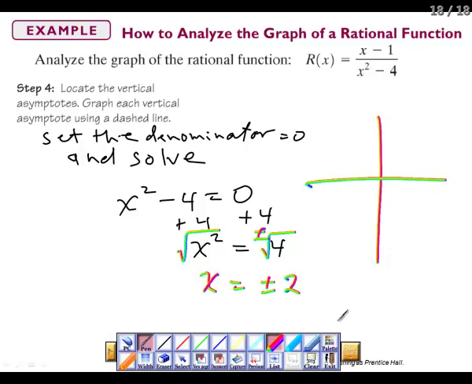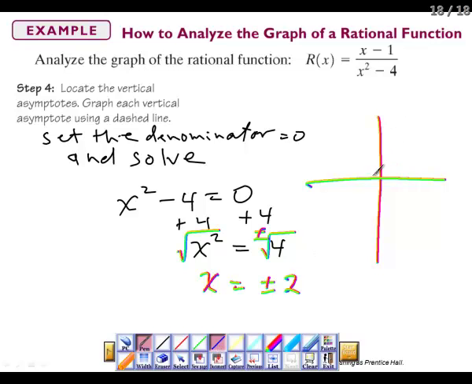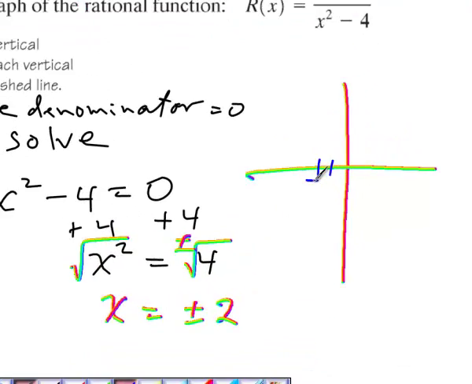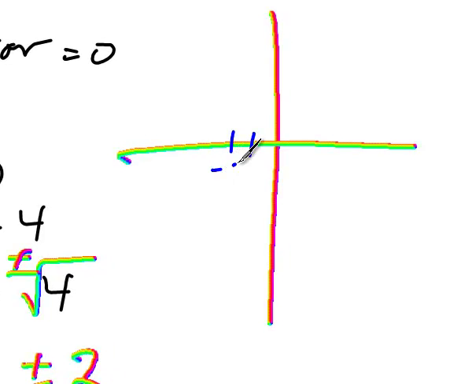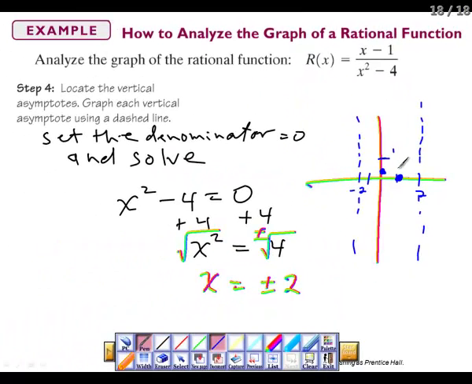So basically, when we look at the graph, this is what we've got so far. We cannot have the graph at negative 2, and we cannot have the graph at a positive 2, because we get undefined there. And we know that our x-intercept is at (1, 0), and if this is 1 here, then our y-intercept is at 1/4. That might be a little bit high for 1/4, but that's okay. All right, and that's what we know so far.